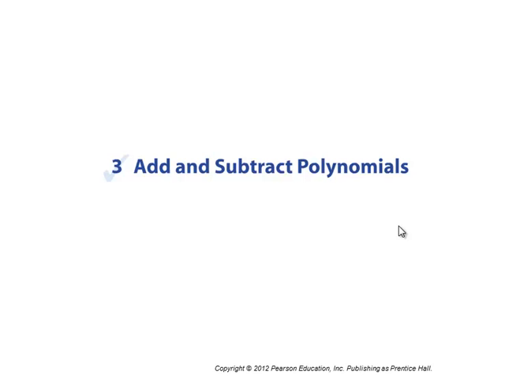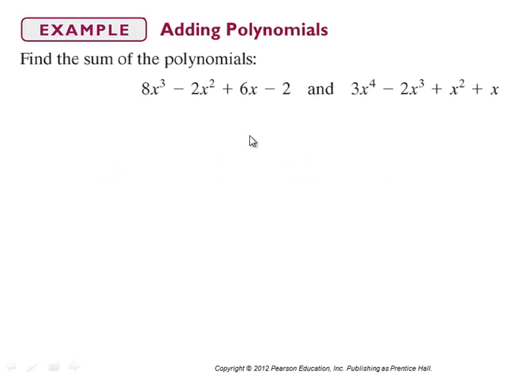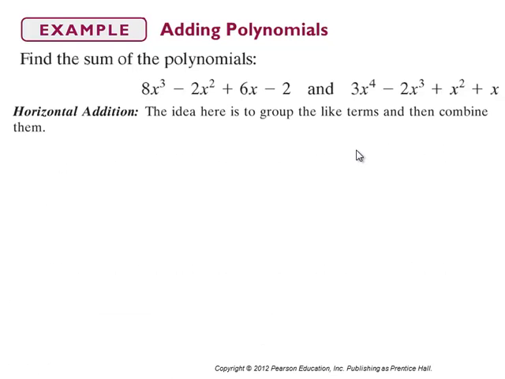Now we're going to talk about treating polynomials as numbers where we can add and subtract them. So for example, if you have this polynomial and this polynomial, we can simply add them by adding the like terms. So the x cubed terms will add together, the x squared terms will add together, and so forth. And you add those like terms together by adding the coefficients together.